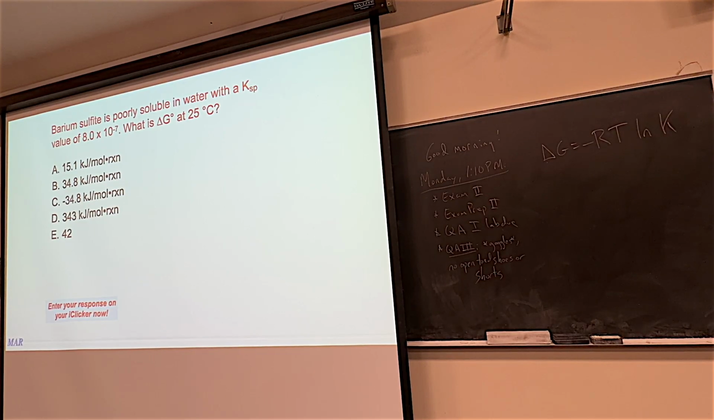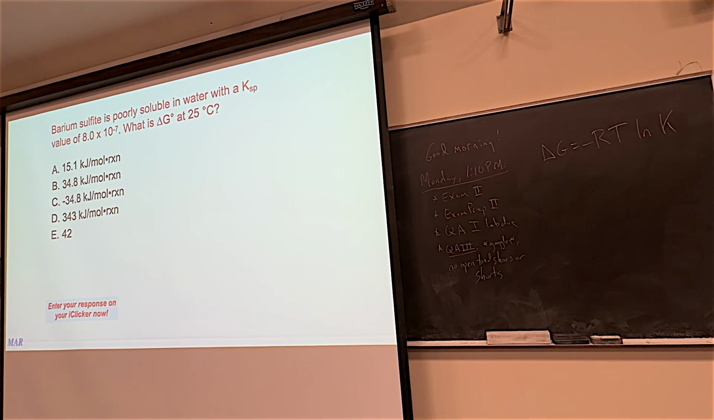But before we go there, K here is a number less than 1. Does that mean that it's product favored or reactant favored? Reactant, right on. Reactant favored Ks mean you're going to easily see a solid here in this case, which is true. So if you have a reactant favored K, that means that it's not likely to go from reactants to products.